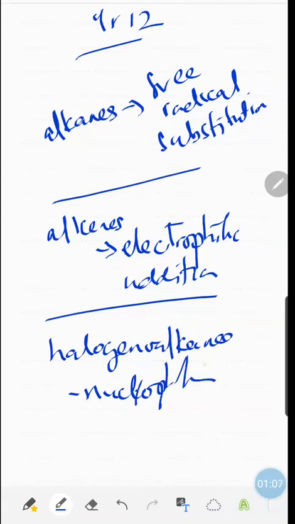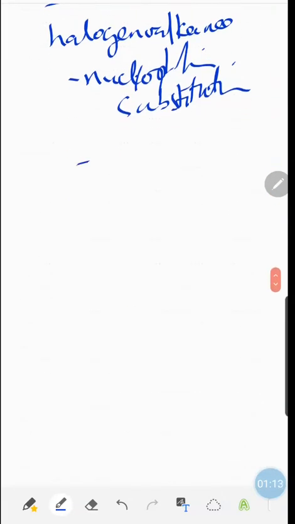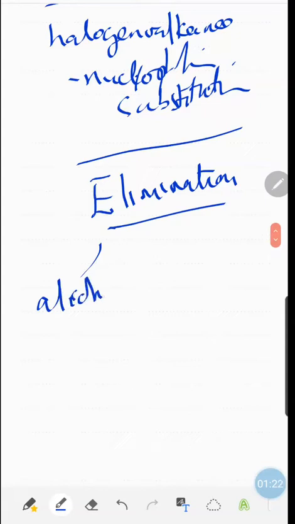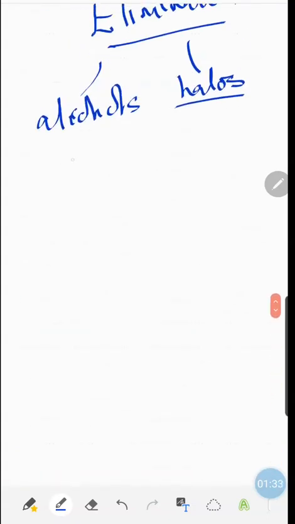Nucleophilic substitution. Okay, excuse the spelling please. Then we have two elimination: alcohols, also known as dehydration, and halogenoalkanes. I'll just call them halos. Right, let's go into detail now of each one.